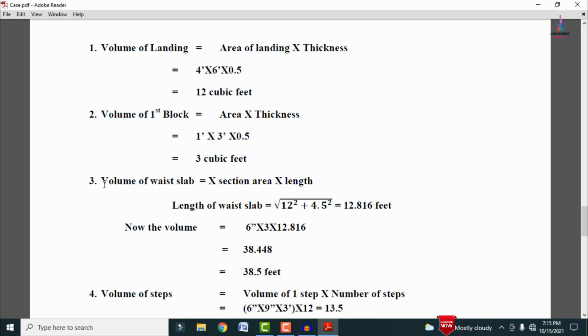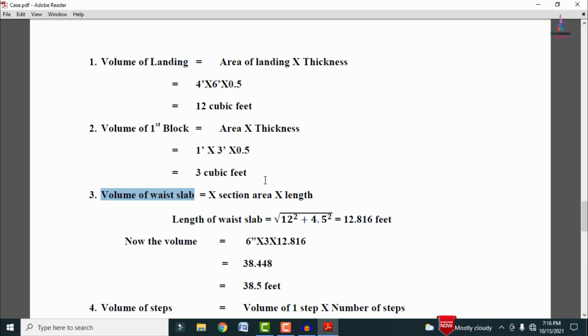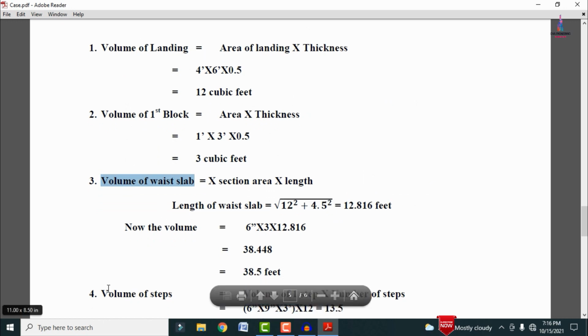Again, the third one is the volume of the waste slab. Waste slab is nothing but the slab section which exists below the staircase. Here, as per the consideration, the waste slab thickness is taken as 6 inches. And the last one is the volume of the steps. Firstly, I will explain how to calculate the volume of the landing.